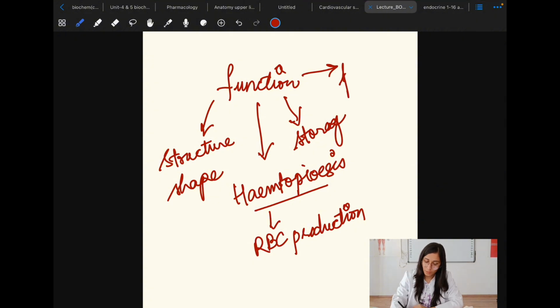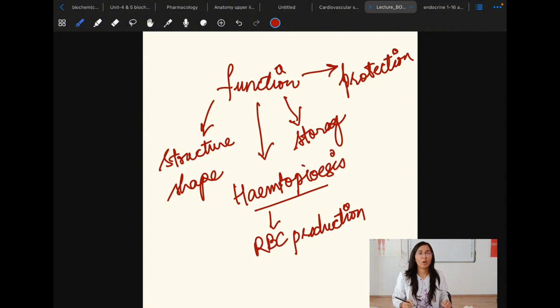Then the next function is protection. Protection of what? The vital organs inside our body, the visceral organs, like the rib cage. The rib cage that is located here will protect the visceral organs that are present beside it, like the heart and the lungs. These are protected by the ribs.